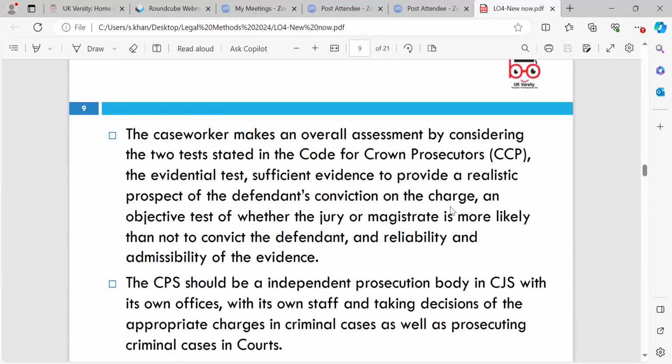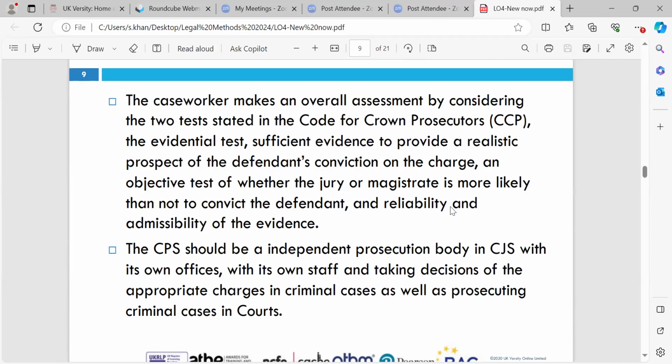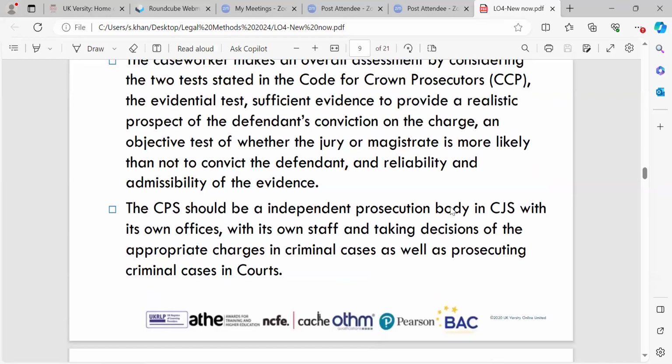The caseworker makes an overall assessment by considering the two tests stated in the Code for Crown Prosecutors. The evidential test is whether there is sufficient evidence to provide a realistic prospect of the defendant's conviction on the charge. It is an objective test of whether a jury or magistrate is more likely than not to convict the defendant, and it involves the reliability and admissibility of the evidence. The CPS should be an independent prosecution body in the criminal justice system with its own office and its own staff, taking decisions on the appropriate charges in criminal cases as well as prosecuting criminal cases.